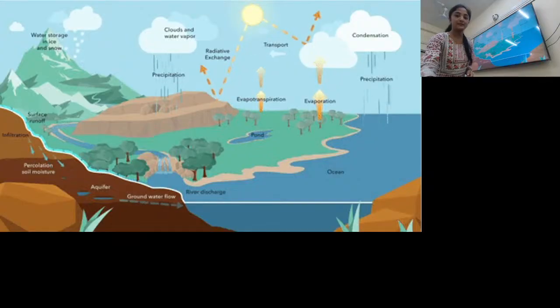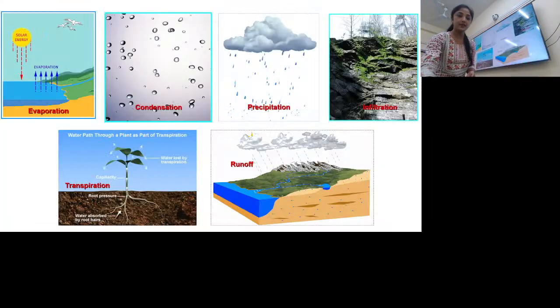This is just one animation showing the water cycle, how evaporation is occurring and all this. Now, from the water cycle, what are the main components we have identified? First, evaporation will occur, then condensation. After condensation, there will be precipitation. When it is falling on the ground, then infiltration will occur. There is another term, percolation.